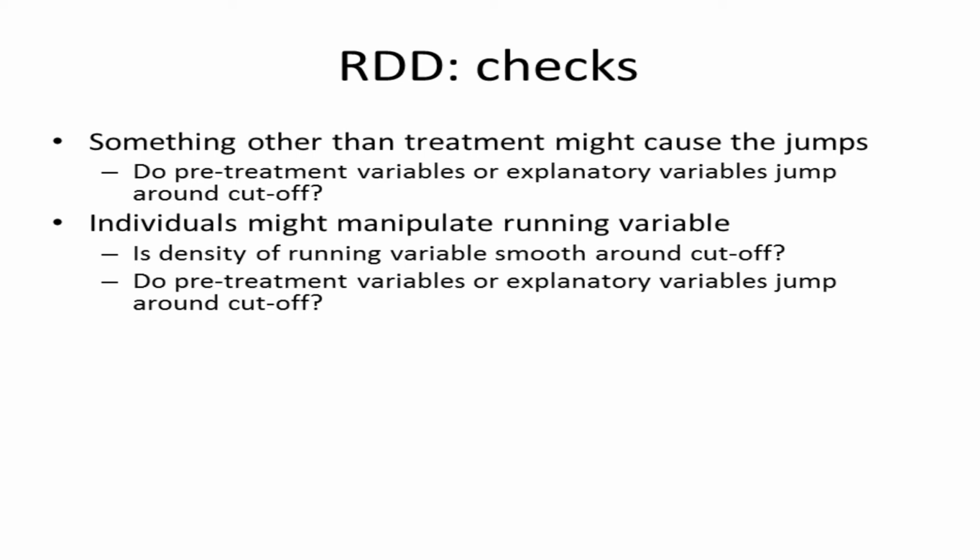The first one, the new thing you do, is look at the density of the running variable around the cutoff and look to see whether it's smooth. In other words, do you have basically the same number of people with a value of x just below c as you do just above c? Ideally you do, and if you don't, it's perhaps sending you a worrying sign.